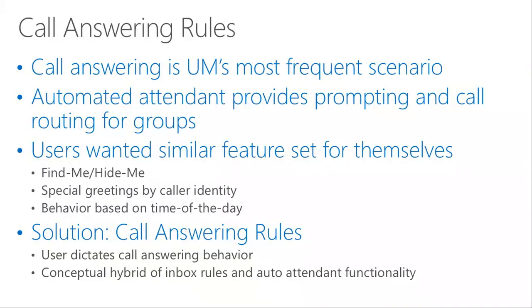So for example, I can create a rule that says, if at any time any of my children call me, then ring my cell phone number and try to find me. I can have a separate rule that says, if at any time my mom calls me, ring my cell phone and try to find me.